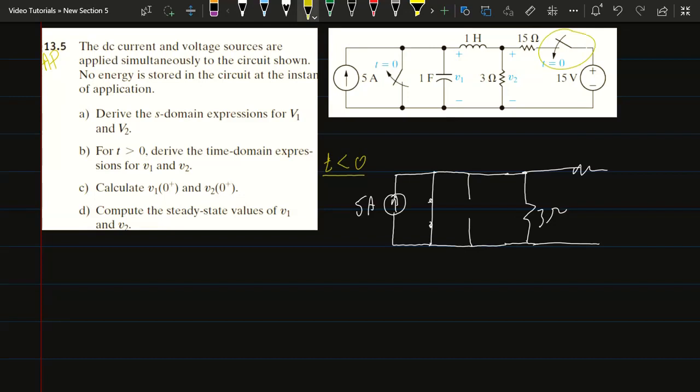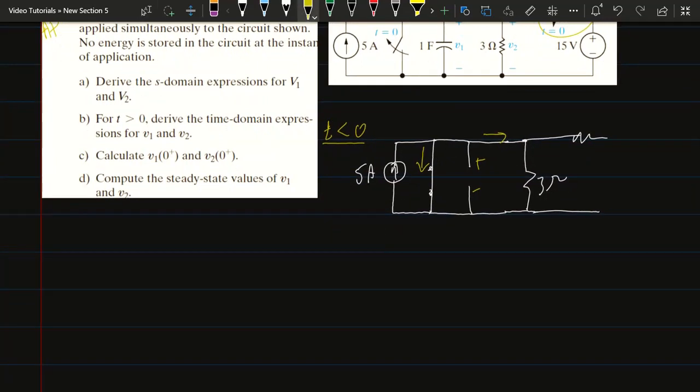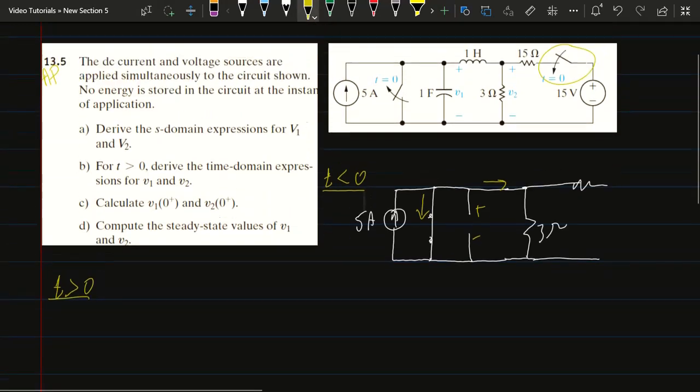Now as you can see, this current is all flowing in here, so there is no current flowing in this branch or in this branch, and the voltage source is disconnected, so the circuit has no power, and therefore the initial voltage and current through the inductor and across the capacitor are all equal to 0. Now for t more than 0, this situation will change because this switch is now open.